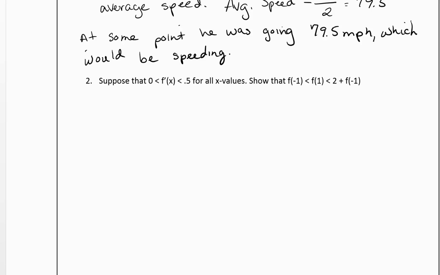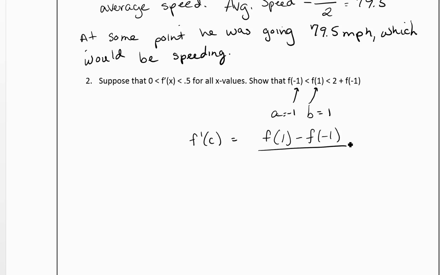And so for our a and b, we're actually going to let a be equal to 1 and b be equal to negative 1. So let's say that would say that f prime of c would be equal to f of negative 1. Sorry, I switched these. We want this to be a and this to be b. Okay, so this would tell us that f of 1 minus f of negative 1 is over 1 minus negative 1, which would be 2.